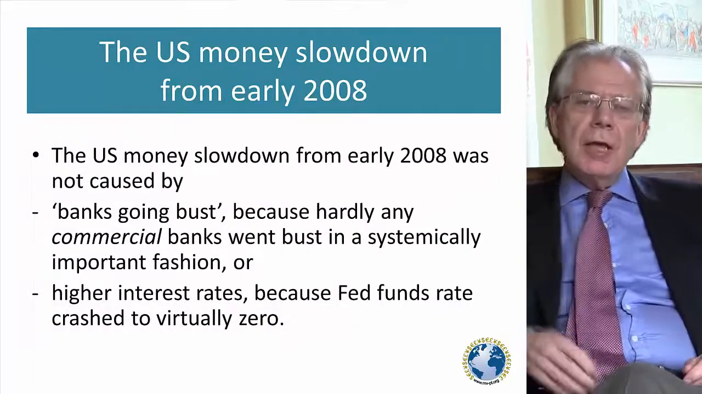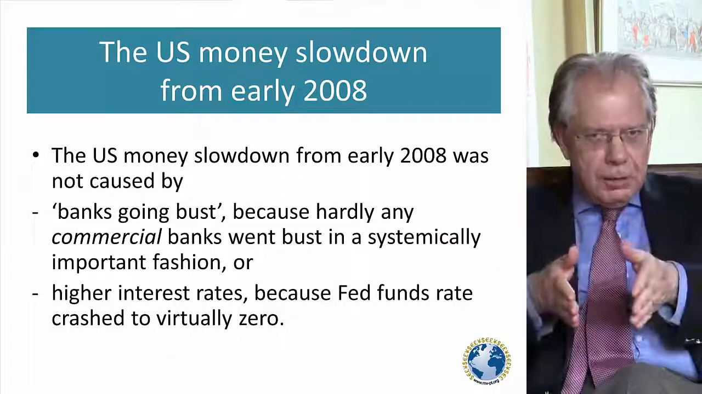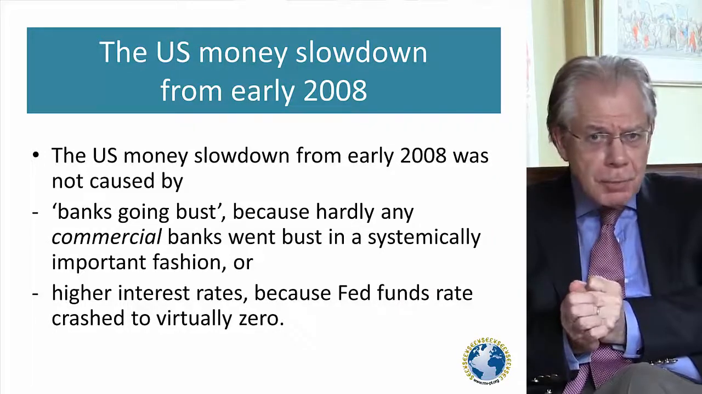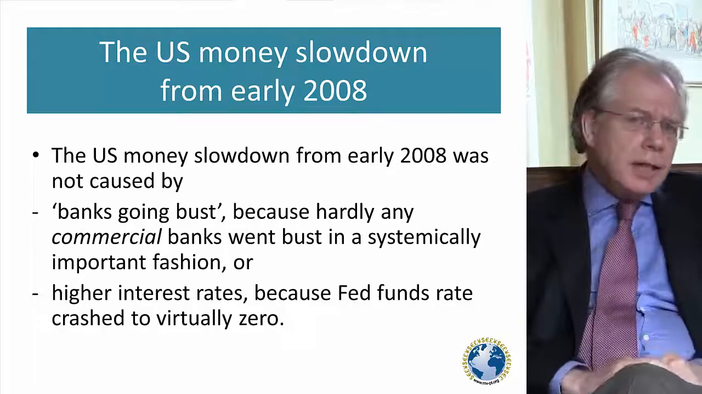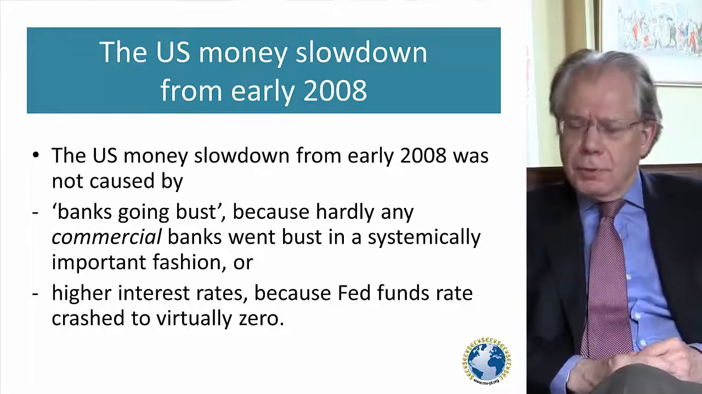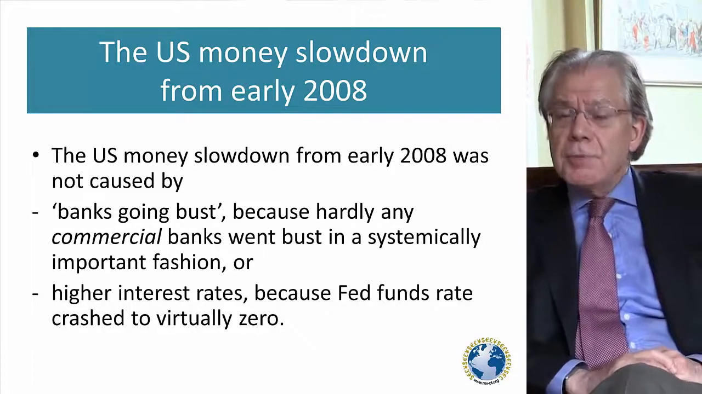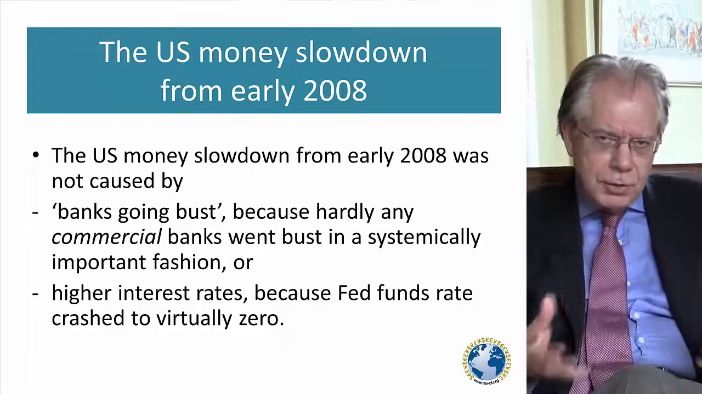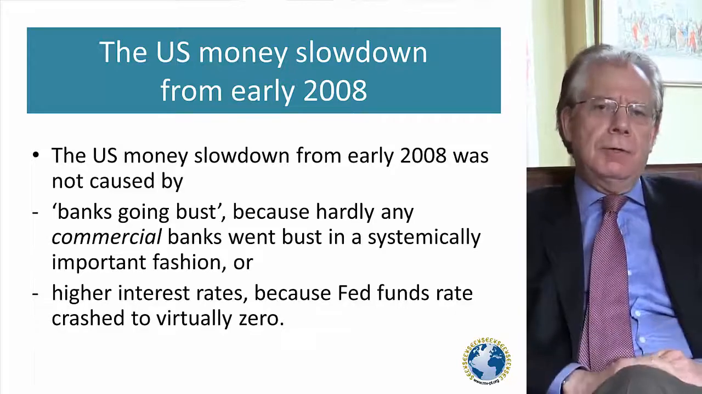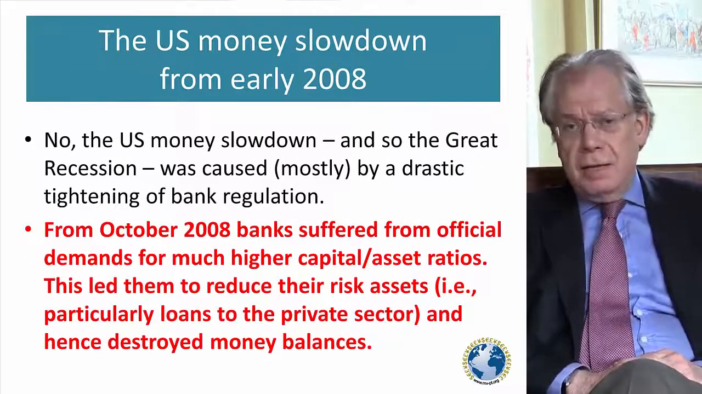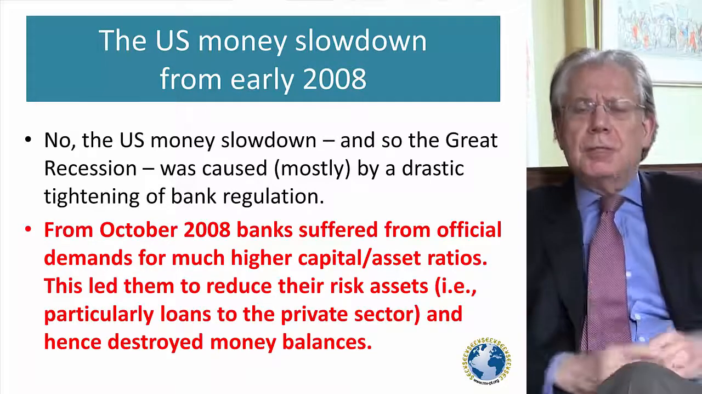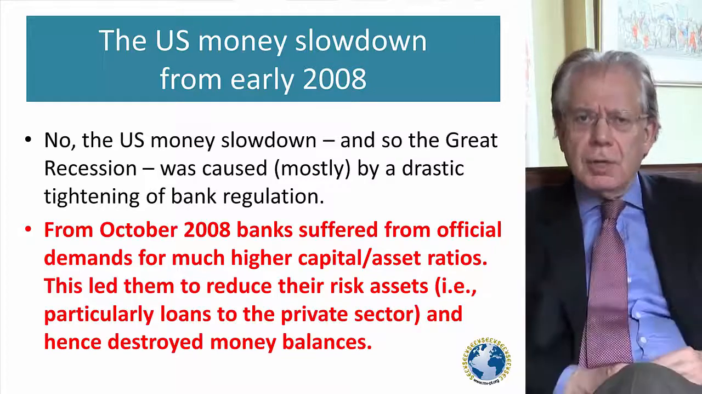So if you want to understand why the quantity of money fell in 2008, it's not because banks went bust, they didn't go bust. It's not either because the Federal Reserve tightened policy by raising interest rates. On the contrary, interest rates were slashed to zero. So why was there this fall in the quantity of money, or fall in the rate of growth in the quantity of money in that period? And the answer is a tightening of bank regulation. This comes as a surprise to people, but that was the fundamental reason why money growth fell so sharply.